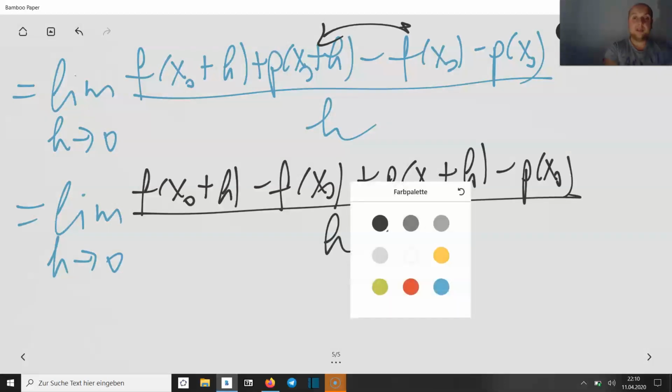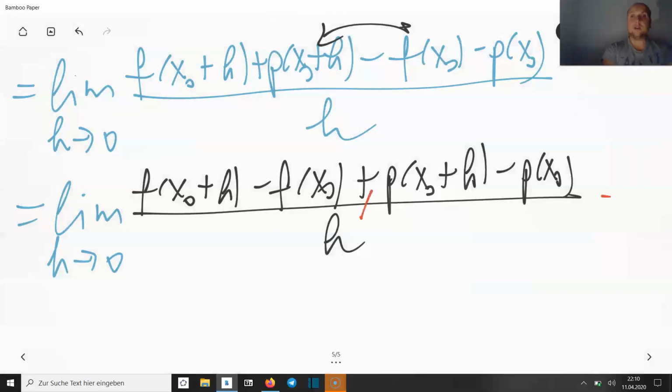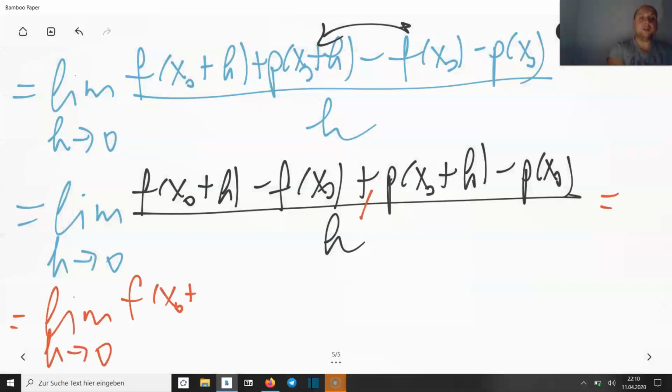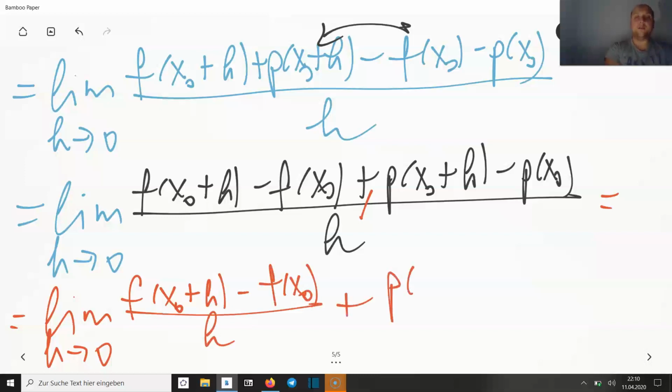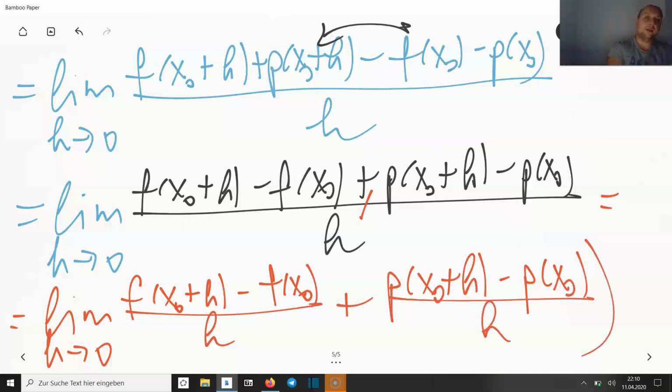And now we can split this fraction into two pieces right there in the middle. So we get the limit h towards 0 of f of x0 plus h minus f of x0 divided over h plus p of x0 plus h minus p of x0 divided over h. That's the story. And now we have the limit of the sum of two fractions, and as we've seen previously, we can only separate this sum if we know that those two limits exist.